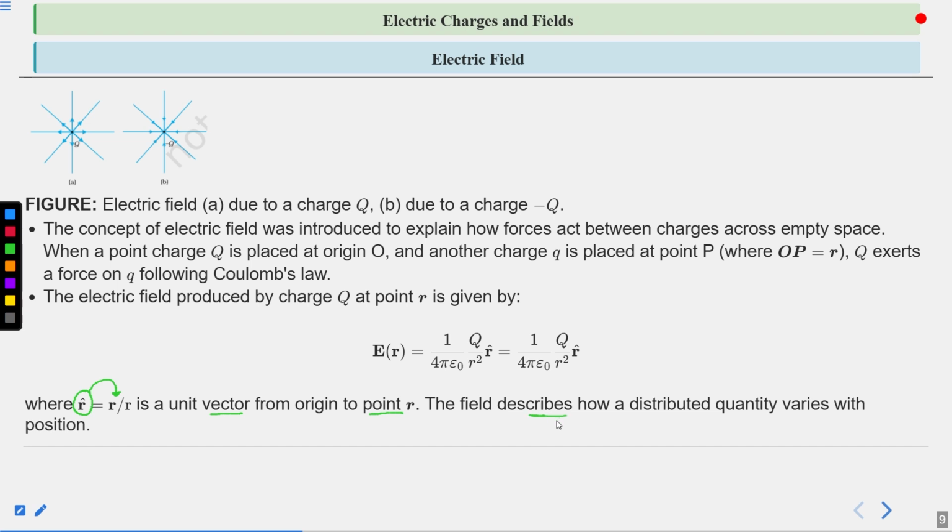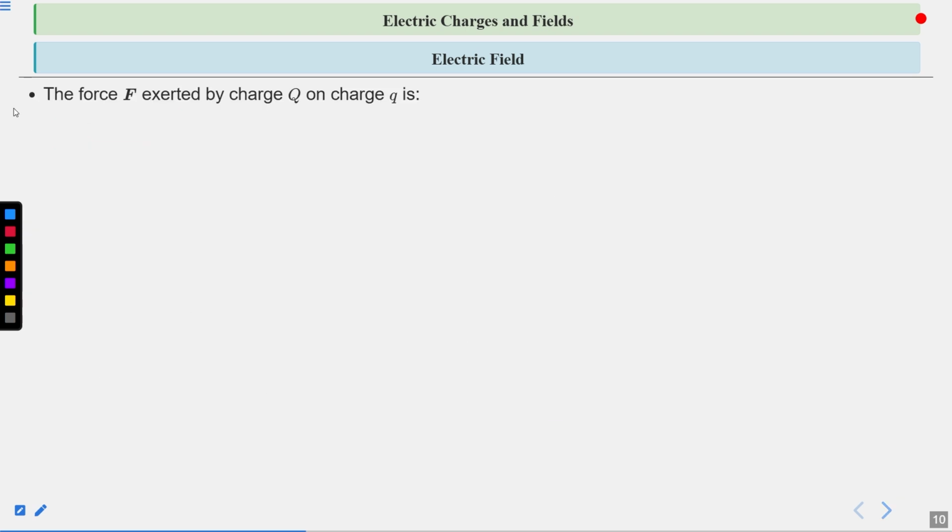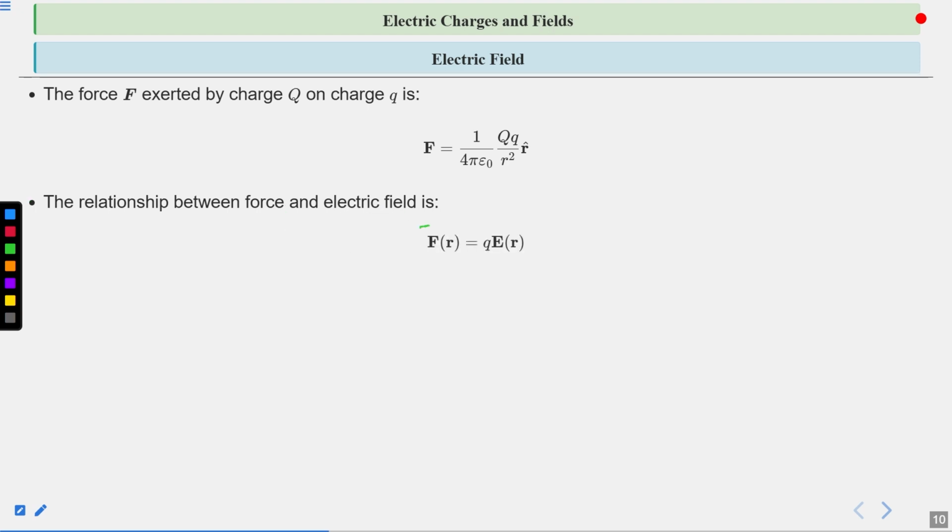The field describes how a distributed quantity varies with position. The force F exerted by charge Q on charge q, separated by distance r, is F is equal to 1 upon 4 pi epsilon naught Qq divided by r squared r cap. The relationship between force F and the electric field E is F of r is equal to q into E of r. So this relation is very important. Remember this point.